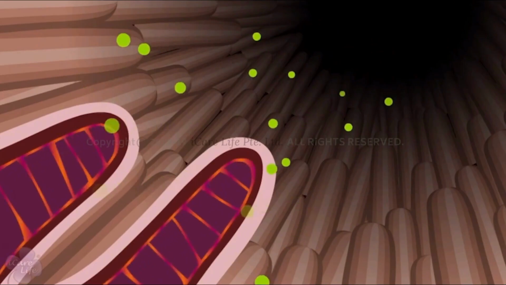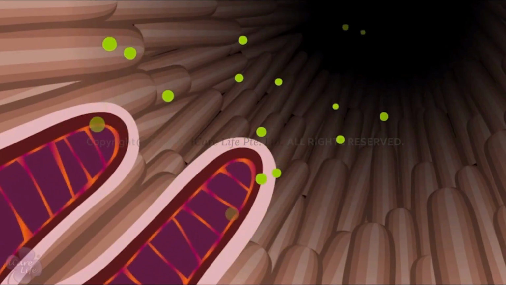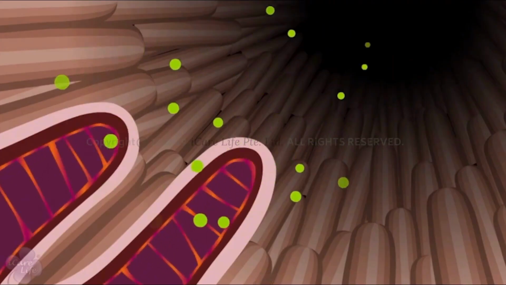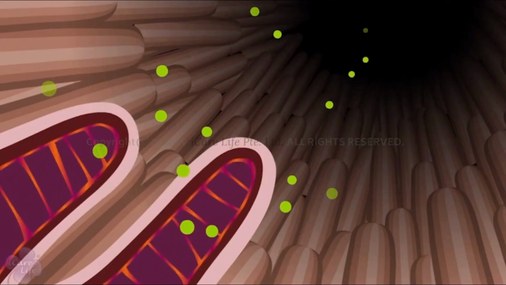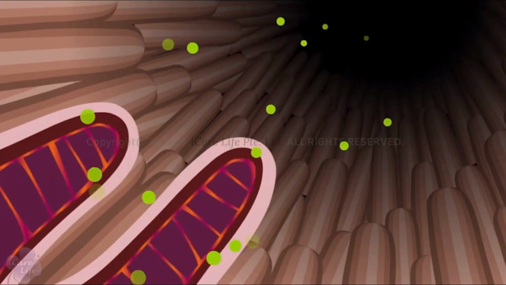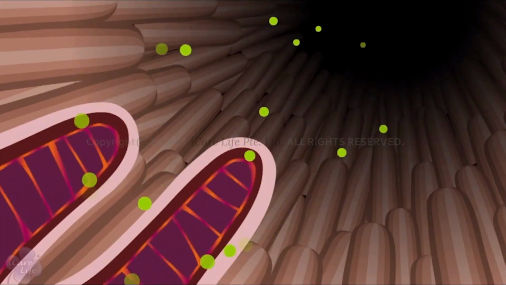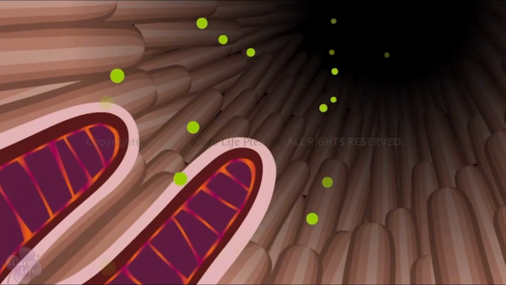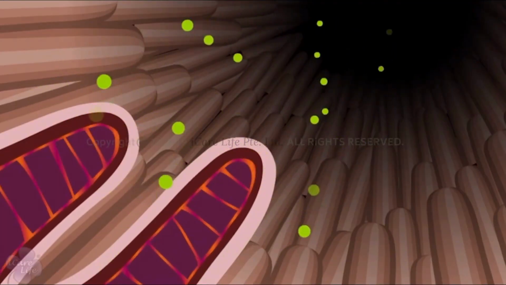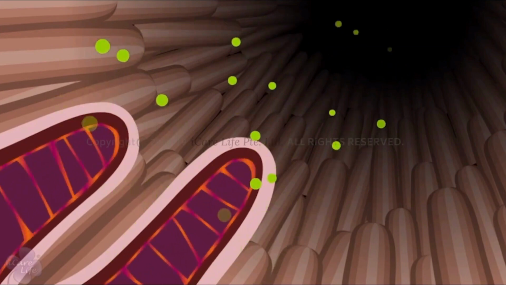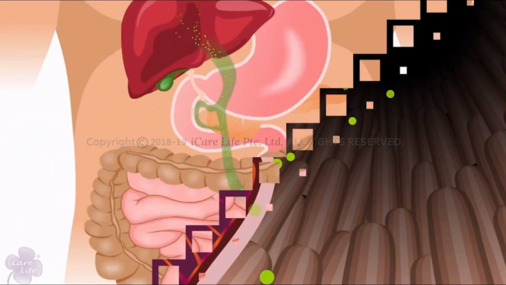The walls of the small intestine have finger-like projections called villi, which are connected to the blood vessels. Villi help in better absorption of the nutrients in food. The nutrients are then passed into the blood in the blood vessels. The blood carries the nutrients to the liver.